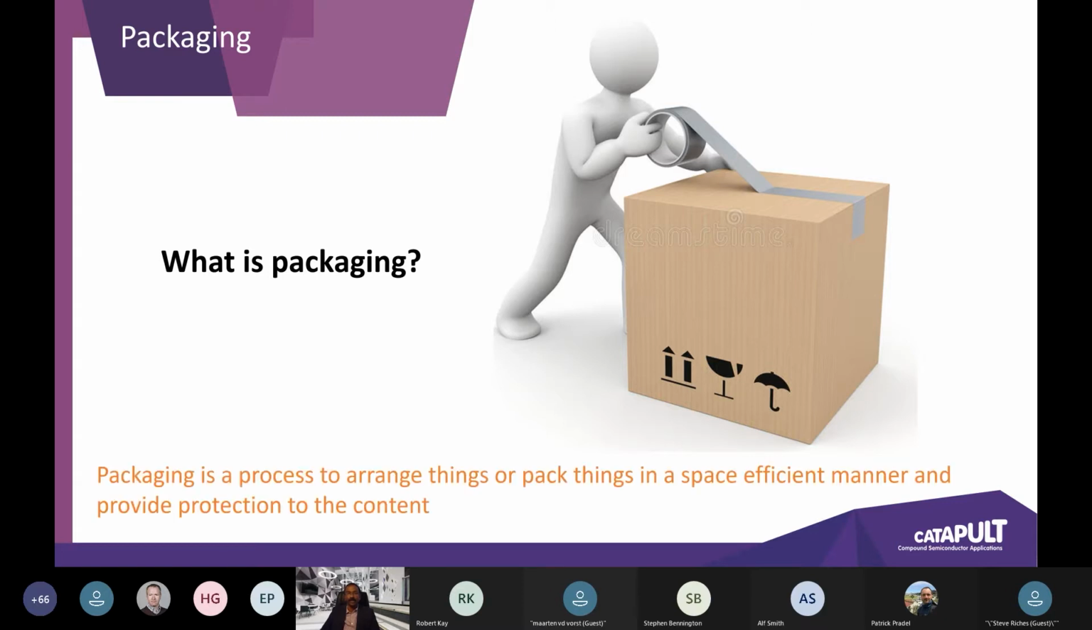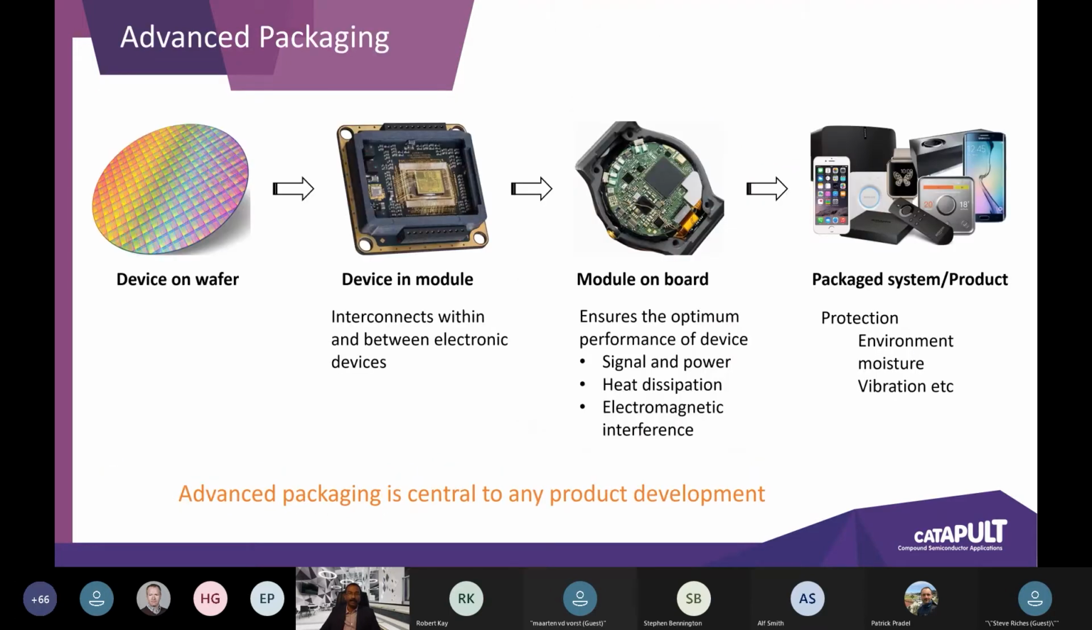So for us, a simple definition is that packaging is a process to arrange things or pack things in a space efficient manner and provide protection to the content. This is a layman's definition of packaging. Now, in advanced packaging, it is more than just providing the protection. So advanced packaging connects a die from a wafer to an end product.